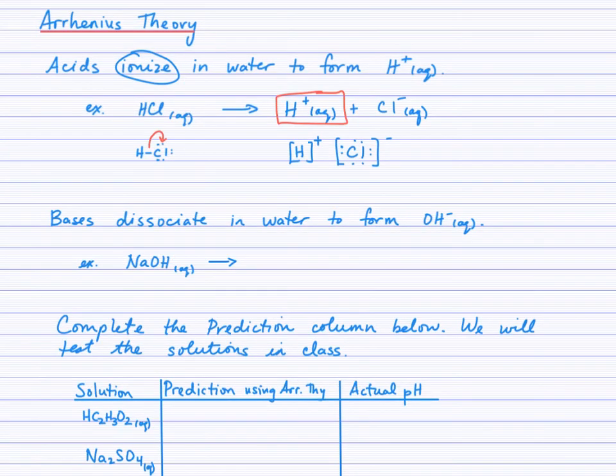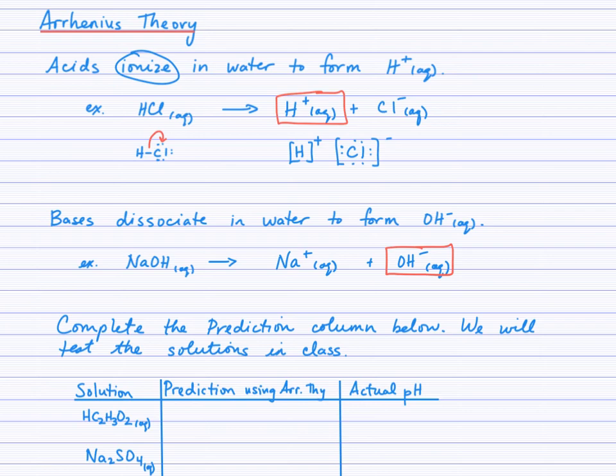Now, if you dissociate the ionic compound sodium hydroxide, it will break up into sodium ions, again in water, surrounded by water molecules, and hydroxide ions. And Arrhenius theory recognizes a substance as a base, so sodium hydroxide as an Arrhenius base, if it produces hydroxide ions in solution.